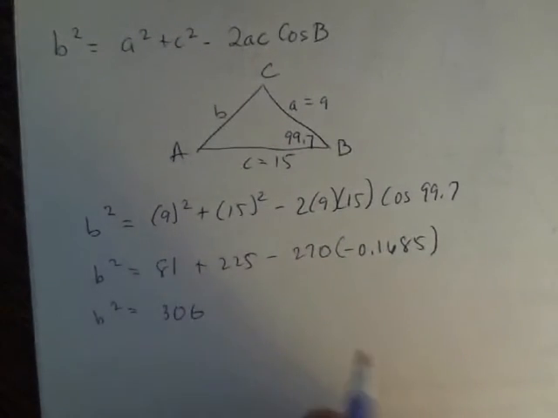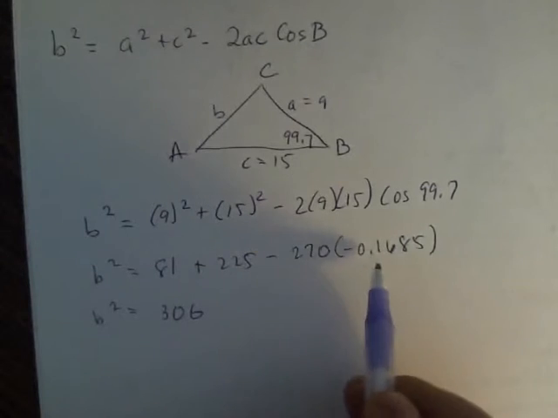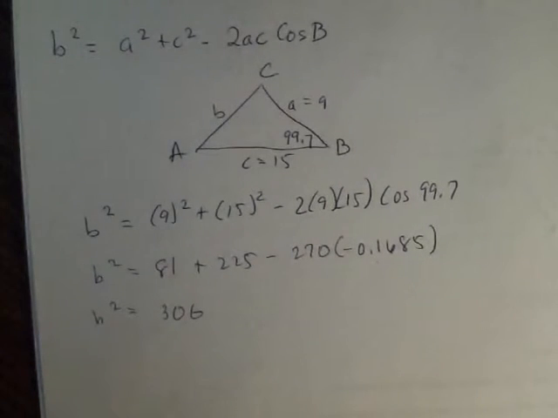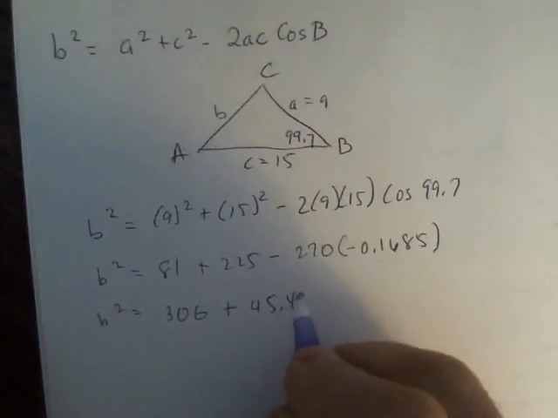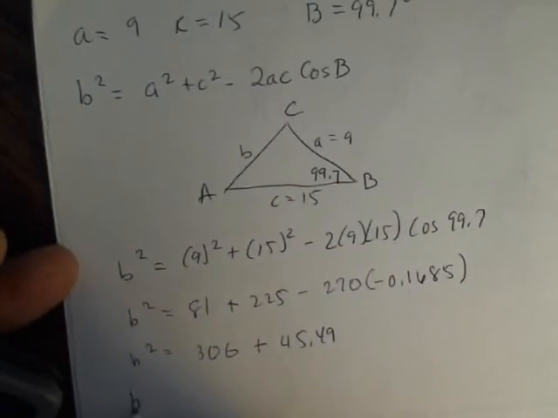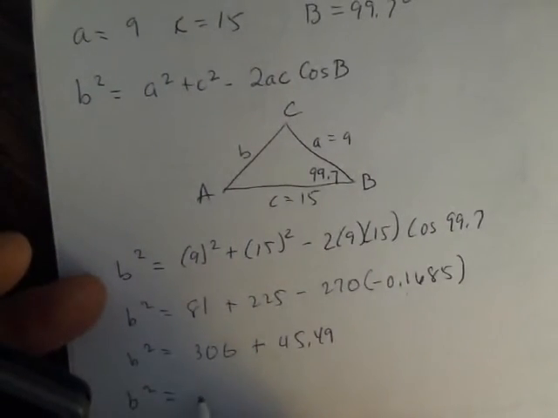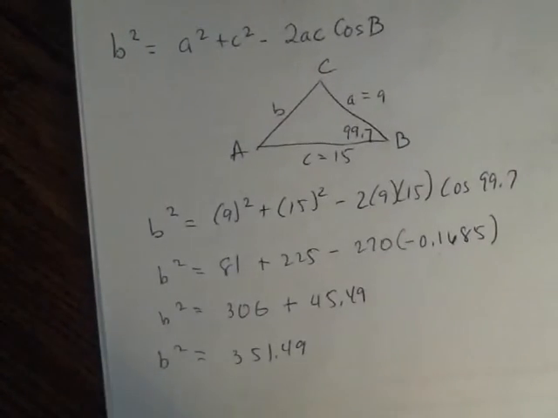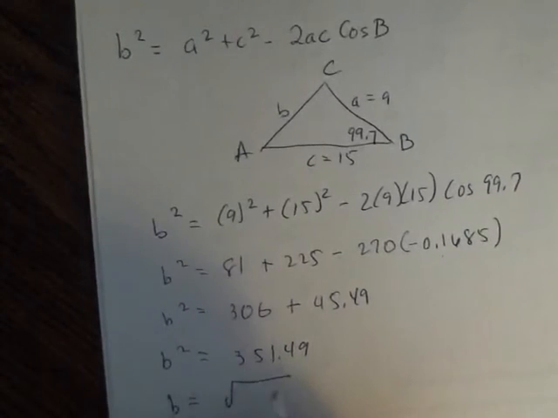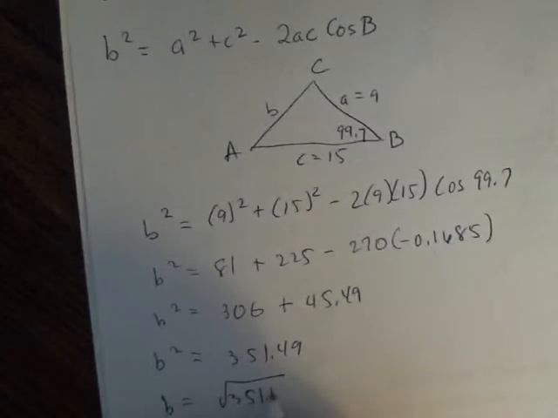Add these two together here. This is negative 270 times negative 0.1685. So I actually end up with plus 45.49. So B squared is 351.49. So then B would be the square root of 351.49.